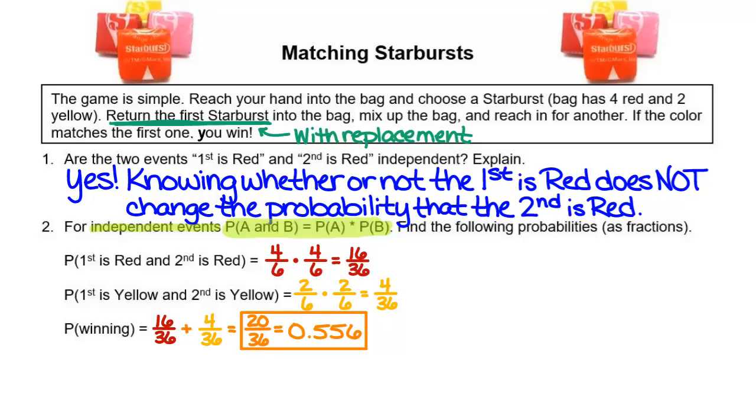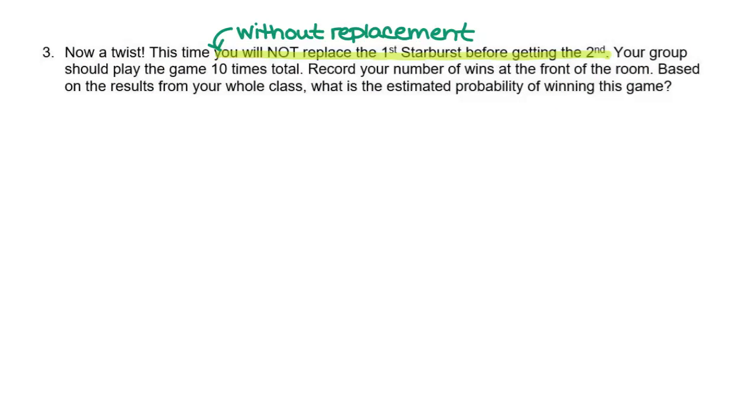We're going to play the game from last week again. I'm going to pass the bags back out. I'm going to partner you guys up. But this time there's a little bit of change to the rules. This time, you will not replace the first Starburst before getting the second one out. So you're going to reach into the bag that has 6 Starbursts. You're going to pull one out. You're going to set it on your desk. Then you'll shake the bag up and reach in again.